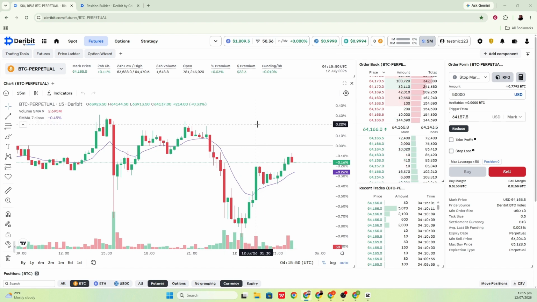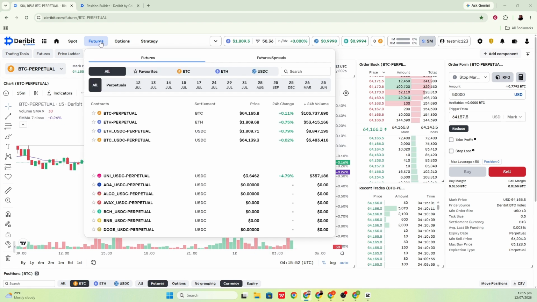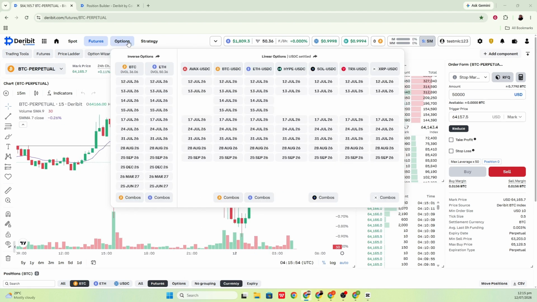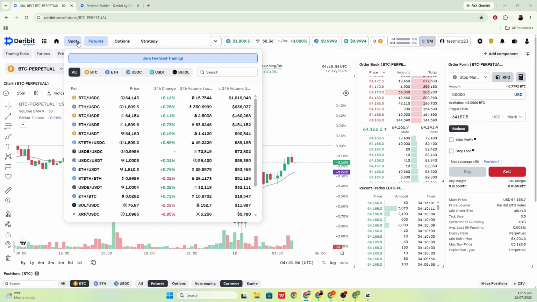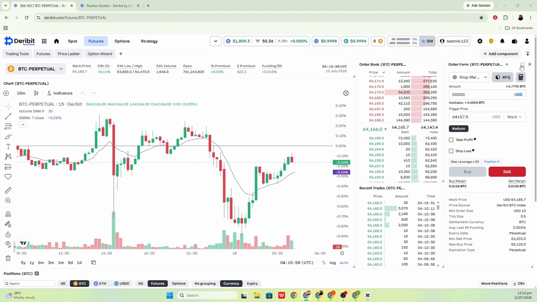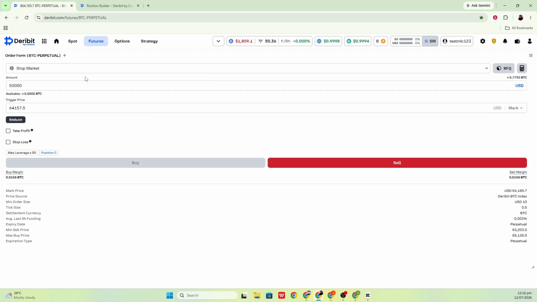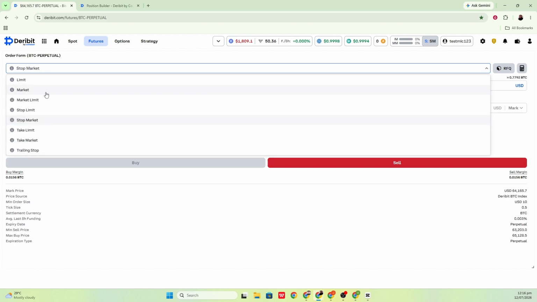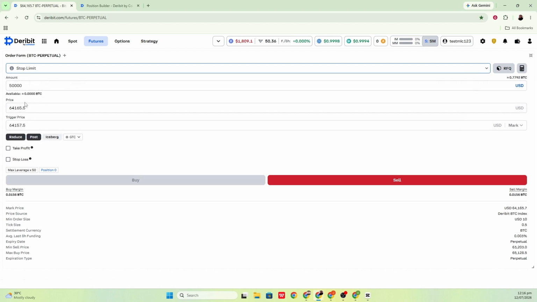To begin, open your preferred trading interface on Deribit, whether you are trading futures or perpetuals. In the Order Entry panel, locate the Order Type drop-down menu and change it to Stop Limit. Next, configure the conditions that will activate your order. The first setting is the trigger price, also called the stop price. This is the price level that activates your stop limit order.